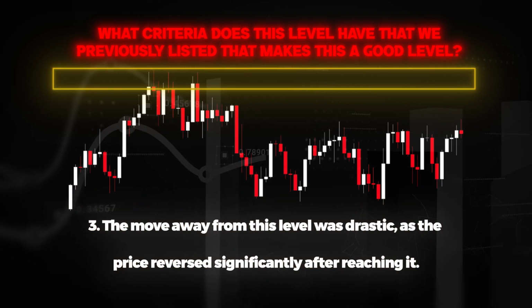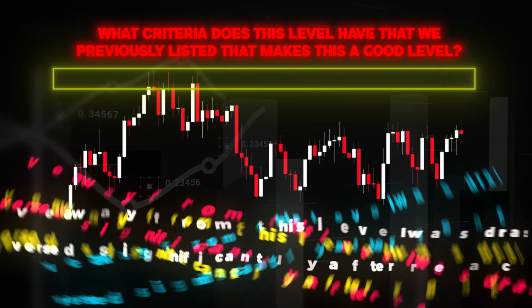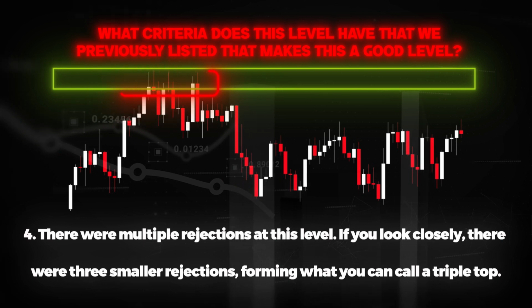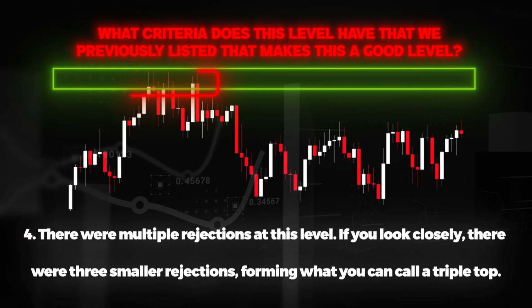3. The move away from this level was drastic, as the price reversed significantly after reaching it. 4. There were multiple rejections at this level. If you look closely, there were 3 smaller rejections, forming what you can call a triple top.